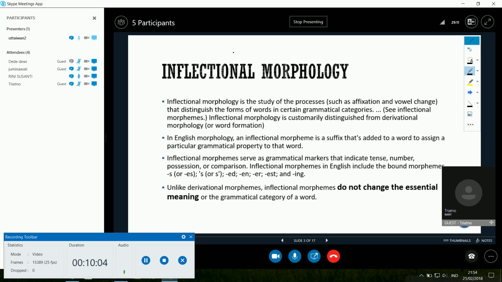Okay, thank you. So the main point of inflectional morphology is inflectional morpheme, they do not change the essential meaning. So this is our point today. They do not change the essential meanings. Okay, I put the sentence into bold to make you more recognize this. Let's go to the book. Mari kita baca di buku, page 3.2. Could you open your book, page 3.2?